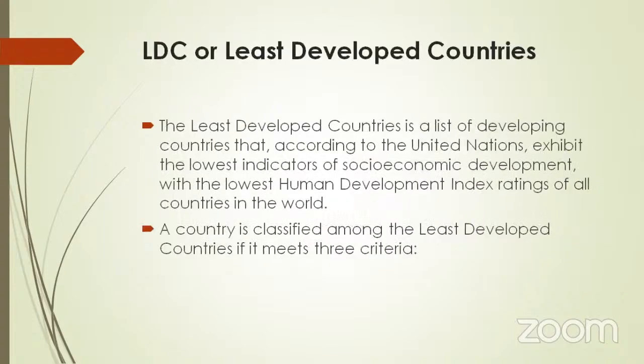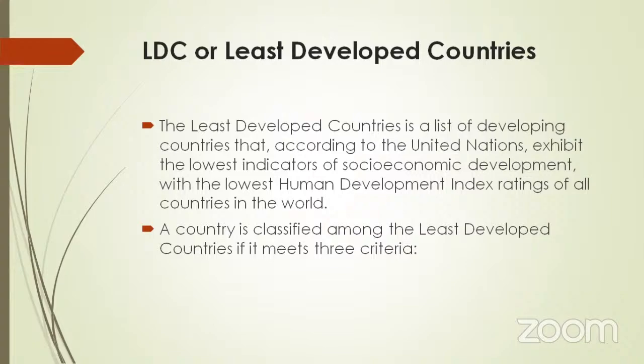Let's start with defining what is an LDC, or least developed countries. There are multiple terms which are thrown around: underdevelopment, developing, least developed countries. So what are least developed countries? Developing countries that, according to the UN, exhibit the lowest indicators of socio-economic development, with the lowest HDI of all countries in the world. In fact, more often than not, nowadays HDI is the way to measure development. So, for example, in India, the state of Kerala has a very high HDI, in terms of socio-economic indicators.